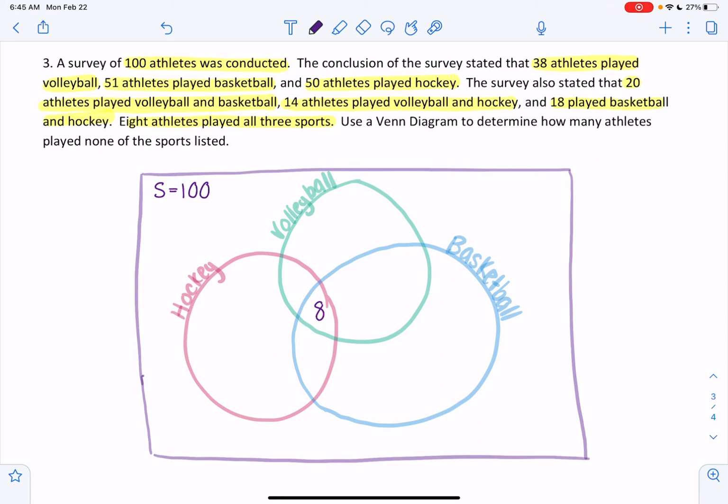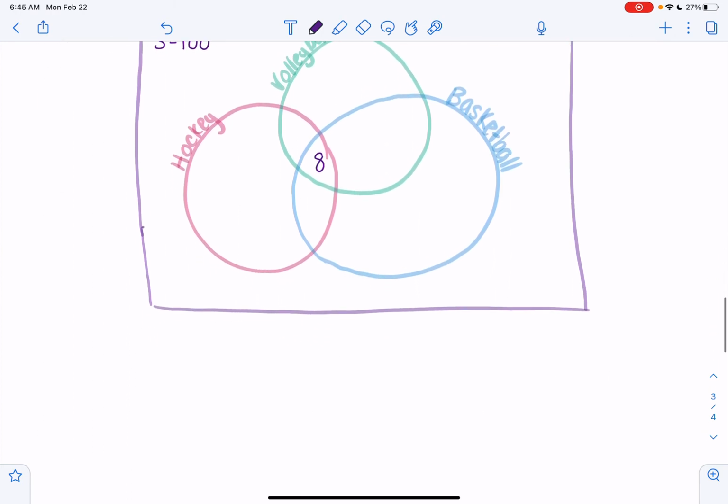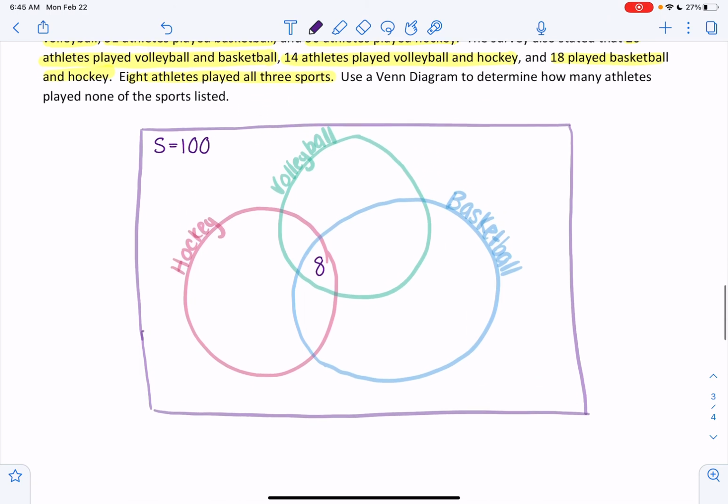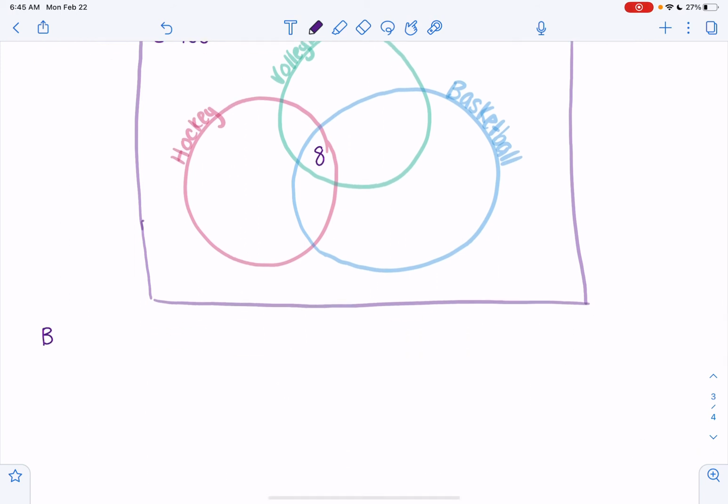Then we'll look at the other overlaps, or other intersections. So now we'll look at the students who play basketball and hockey. I'm basically working my way through the question backwards, starting from the most overlap to the least. So 18 play basketball and hockey. In order to figure out how many play basketball and hockey, we take that 18 and we minus 8 from that because we only want the people who play basketball and hockey, not all three.